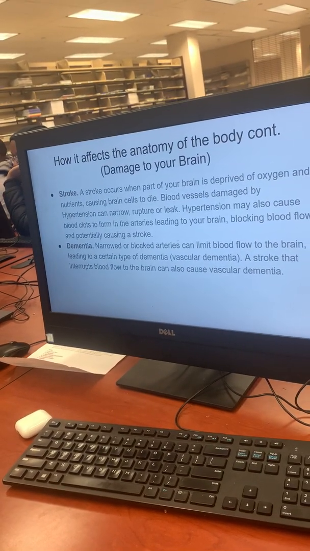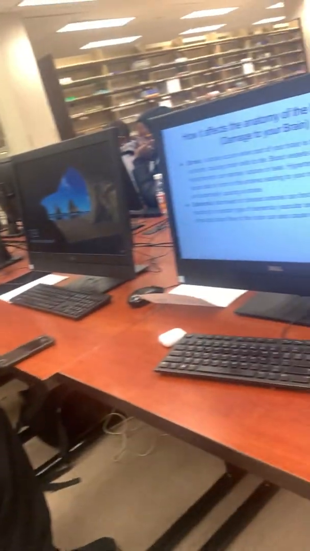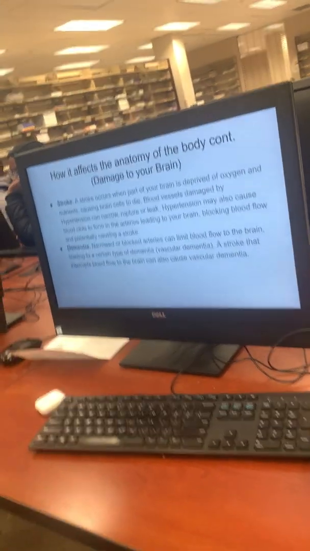Continued: stroke. A stroke occurs when part of your brain is deprived of oxygen and nutrients, causing brain cells to die. Blood vessels damaged by hypertension can narrow, rupture, or leak. Hypertension may also cause blood clots to form in the arteries leading to your brain, blocking blood flow and potentially causing a stroke.